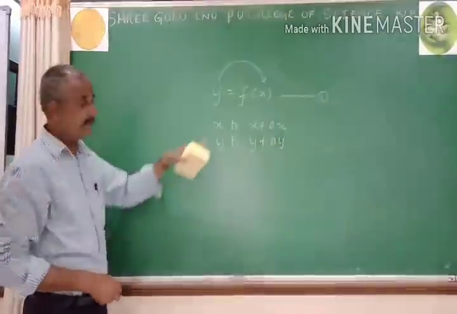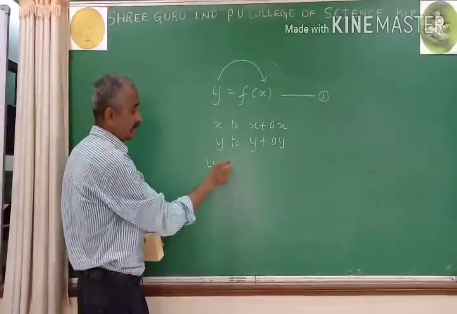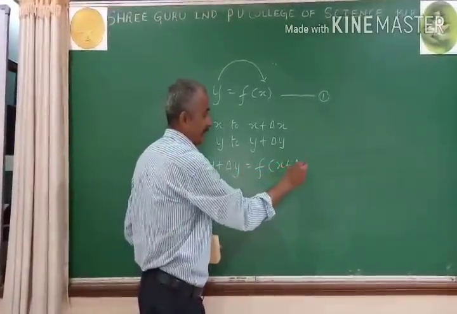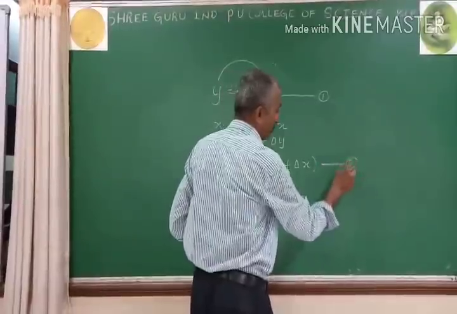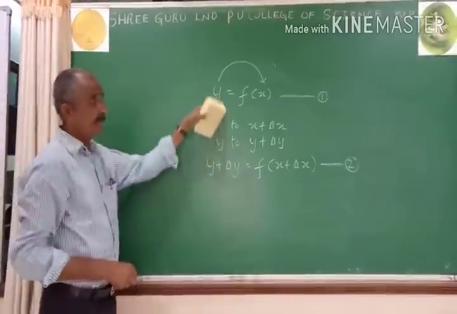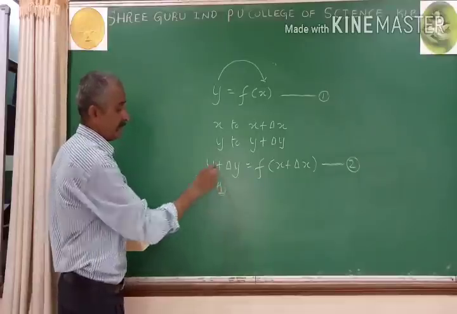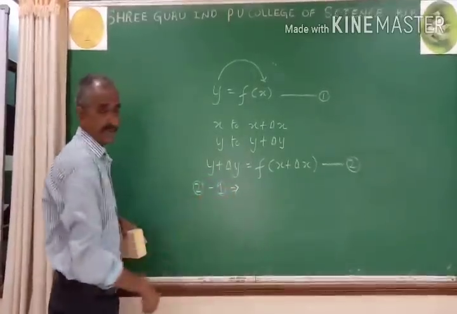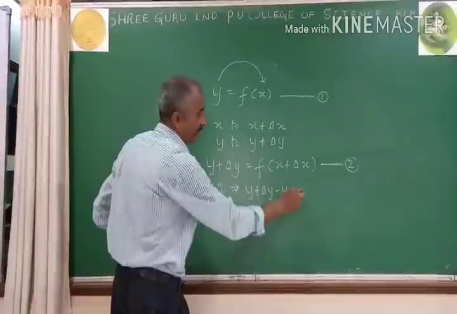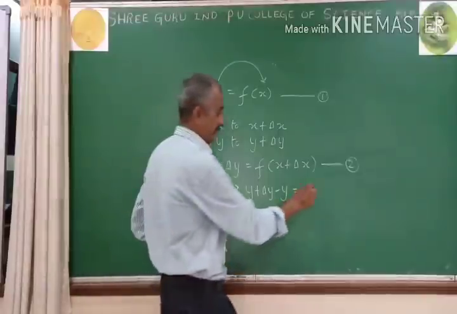So let's implement the new value of x and the new value of y in 1. Equation 1 becomes y plus delta y is equal to f of x plus delta x. Call this equation 2. After this step, let's subtract equation 1 from equation 2. That is, let us consider equation 2 minus equation 1, which implies that the left side is y plus delta y minus y, whereas the right side is f of x plus delta x minus f of x.